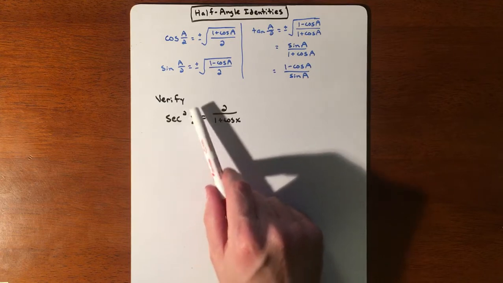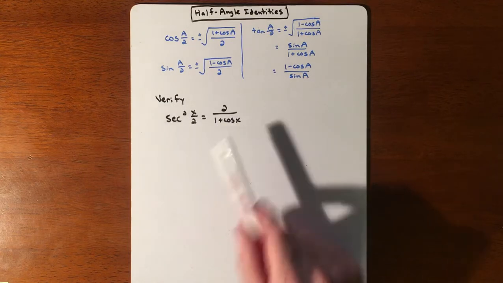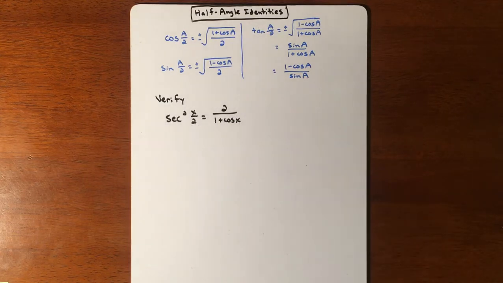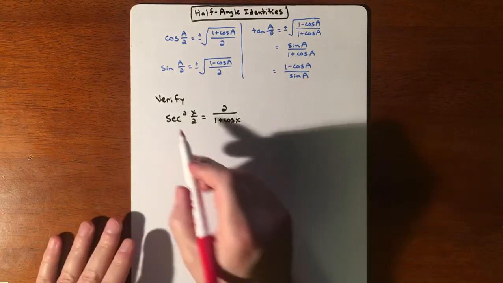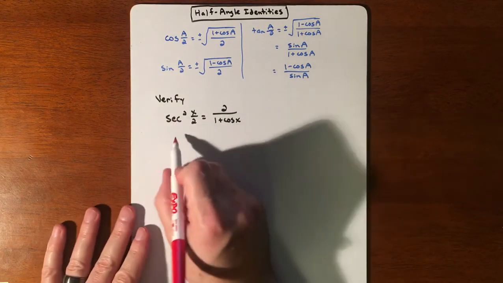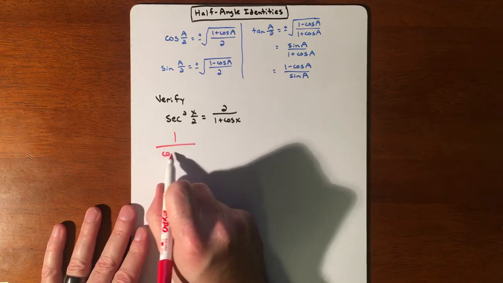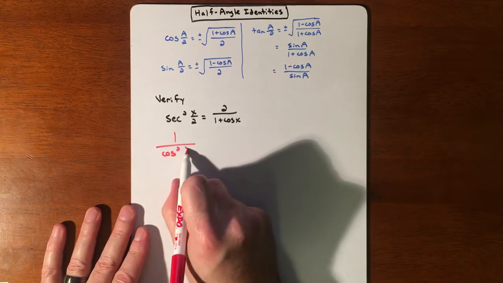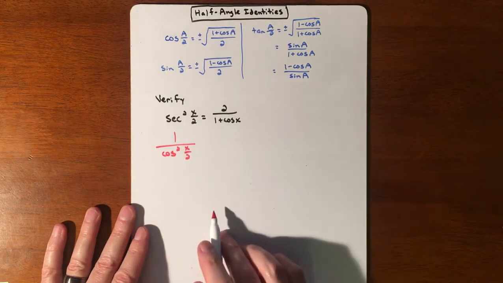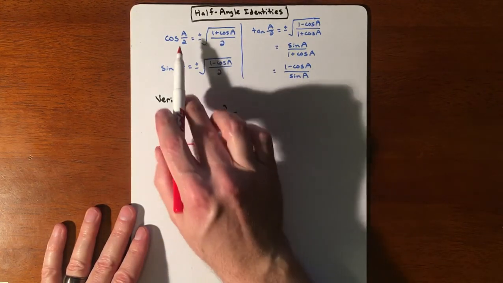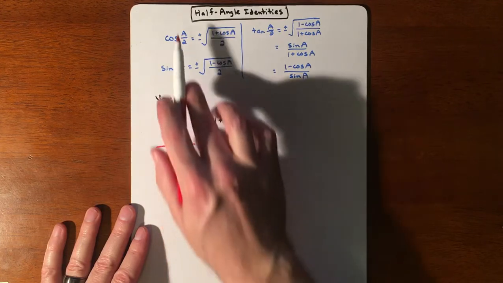So the first thing I'm going to do, I'm going to manipulate the left side to make it look like the right side. So I'm going to show that that can become that. So I'm going to manipulate the left side. First thing is secant. I don't like it, so I'm going to make it cosine by just bringing it down. Cosine squared of x over 2. So now I'm looking at this, except it doesn't have a square on it.